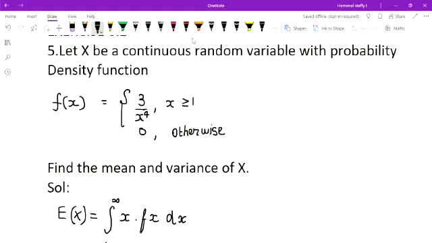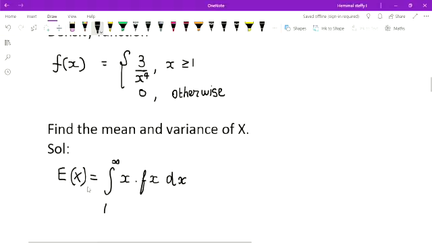This is a continuous random variable. So in continuous random variables we have the formula of E of x, the integral of x into f of x dx, with the limits given. What are they given? X is greater than or equal to 1. So the lower limit is 1, but the upper limit we don't know. They are not given the upper limit, so I am taking infinity.